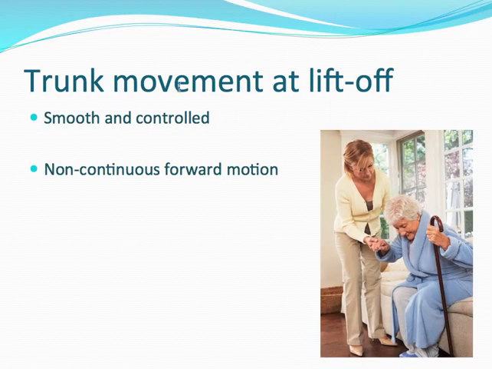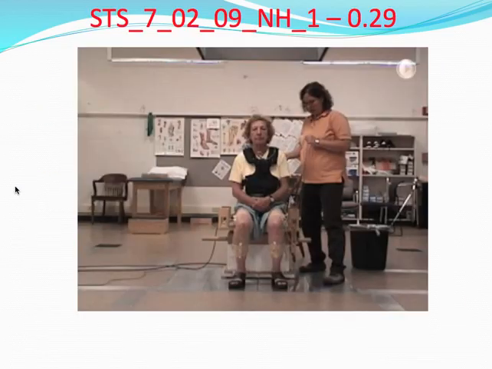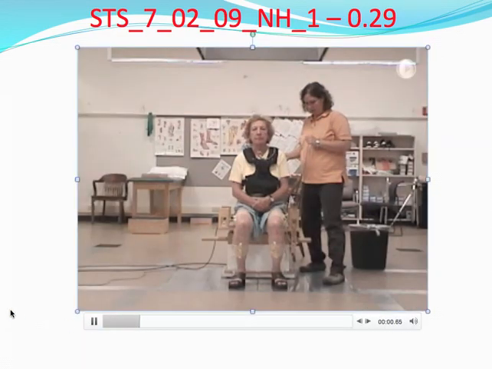So we'll start with trunk movement at liftoff. First, you want it to be smooth and controlled, with continuous forward motion. So a negative would be a non-continuous forward motion. Let's give an example. So this is a normal person rising. Let's see what you think.